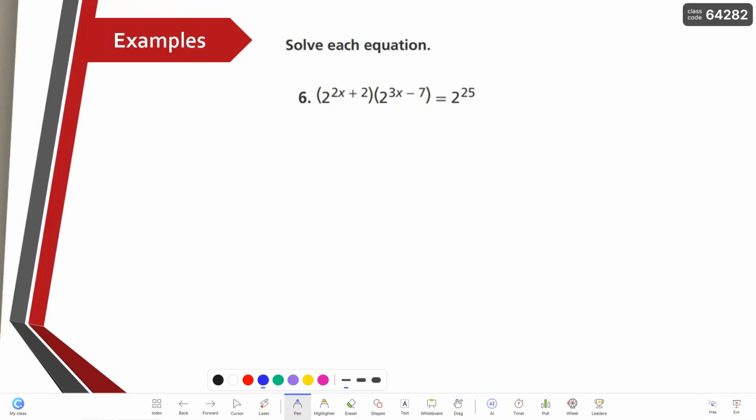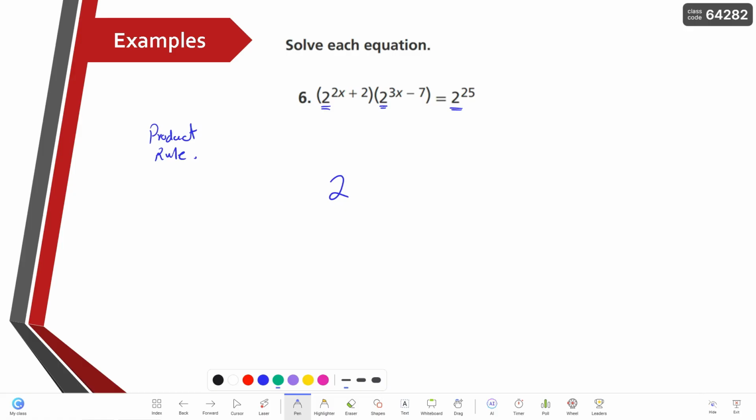And this question looks like the previous one. We still have the same base 2 multiplied by the same base 2, and this is equal to 2 raised to the power 25. So what property of the exponent properties will we use here? Well, I'm going to use the product rule, since we have two terms multiplied together and they have the same base, so we can write one base and then add the exponents together.